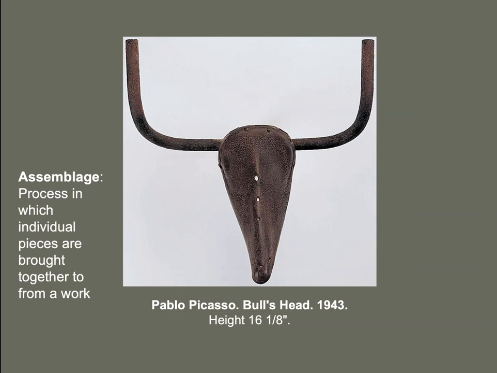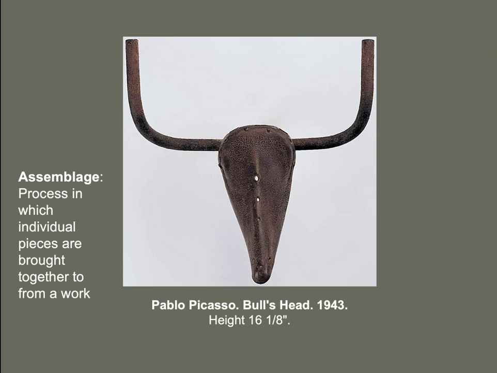Assemblage is a process in which individual pieces are brought together to form a work. So you might have disparate parts that are then brought together. This became popular in the early 20th century, and these works are called constructions or assemblages.